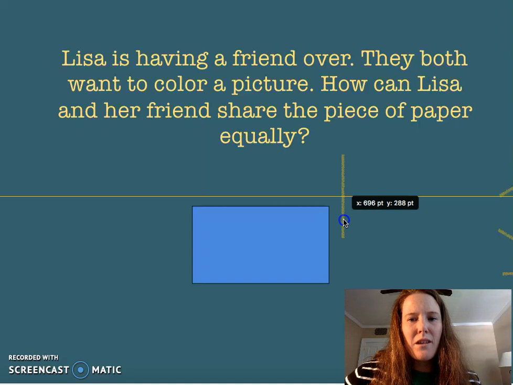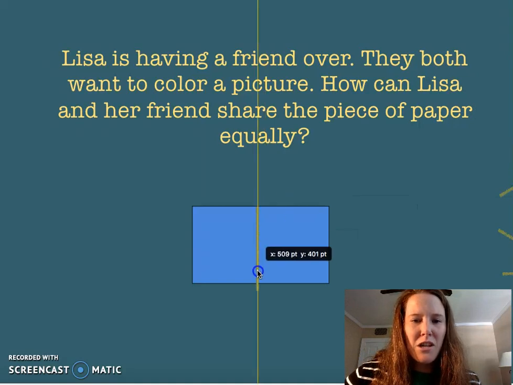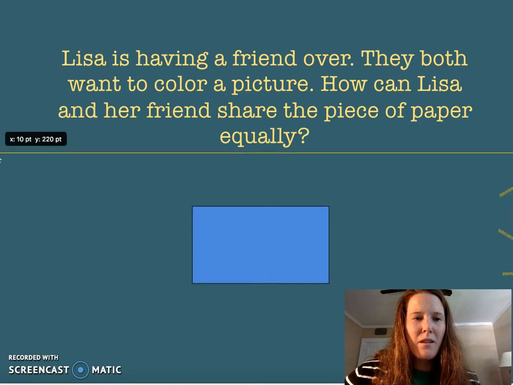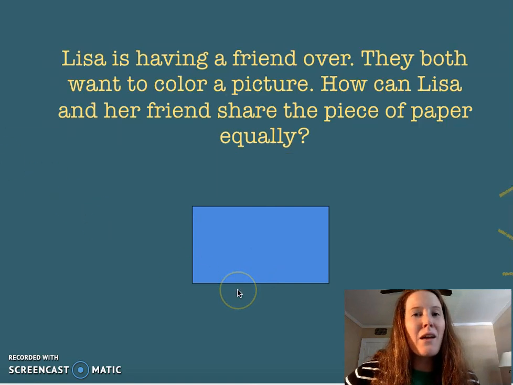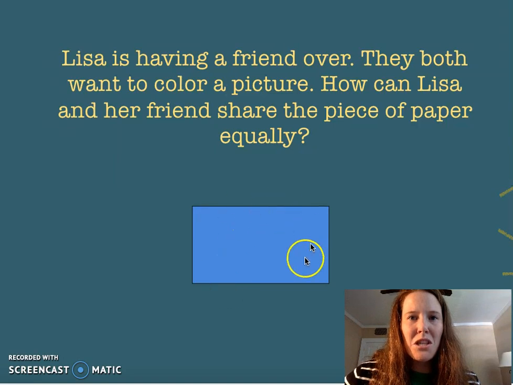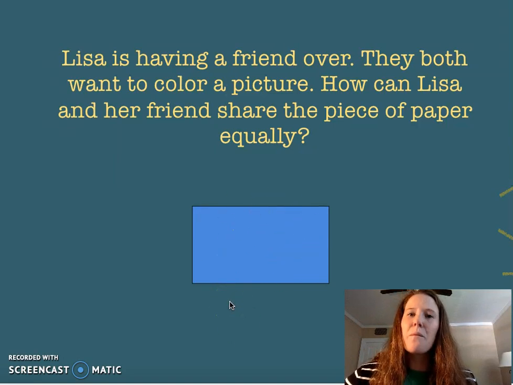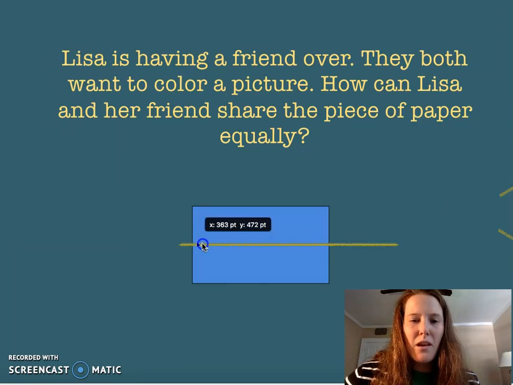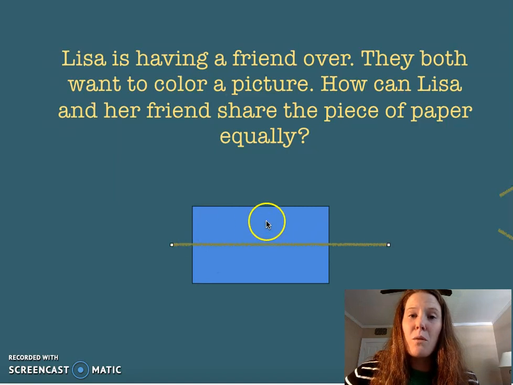Good job. Here's our first way of partitioning our shape equally. I have one side for Lisa and one side for her friend. Good job. All right, next I want you to show me another way with your hands that I can partition this shape equally. Show me now. Good job. Here's my other way to partition this shape equally. I have one part for Lisa and one part for her friend. Good job.